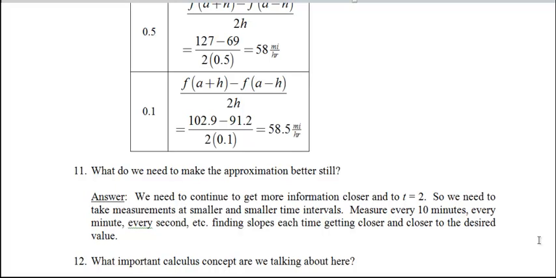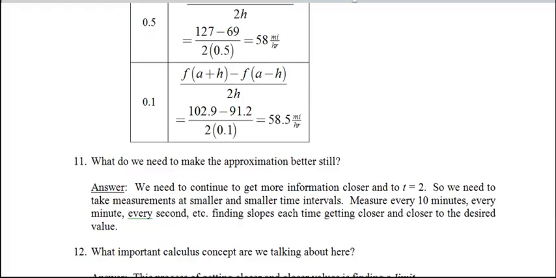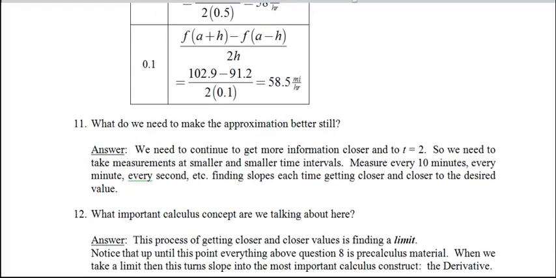Important question. What important calculus concept are we talking about here? We're letting the h get closer and closer to what? To 0. And we're seeing what the difference quotient, or the symmetric difference quotient, is getting closer and closer to. Closer and closer to? That's the limit.